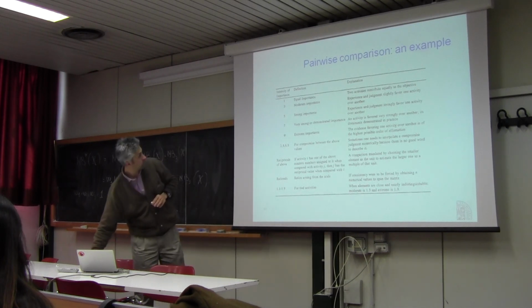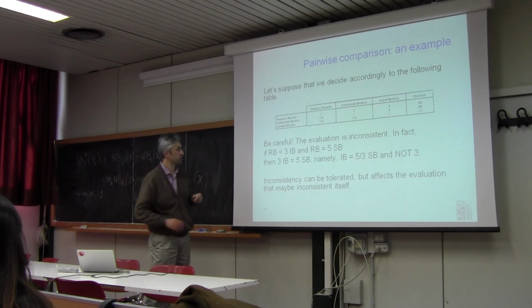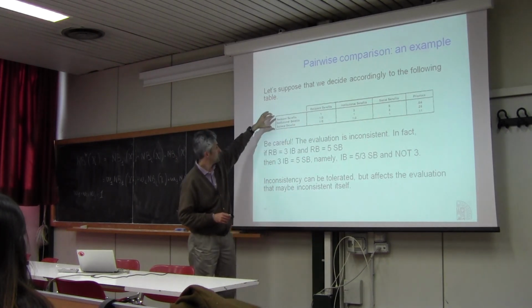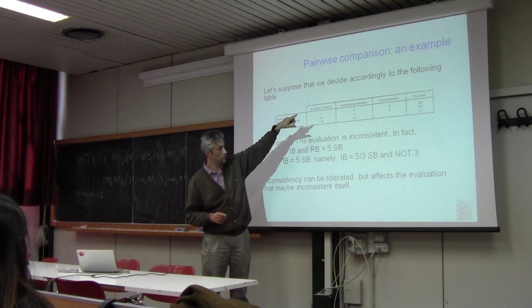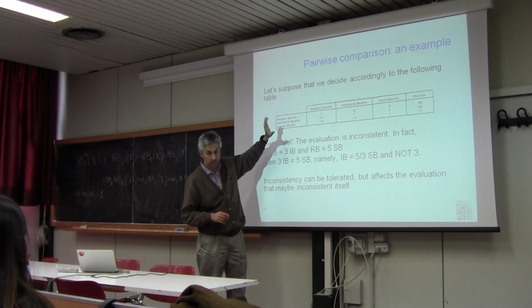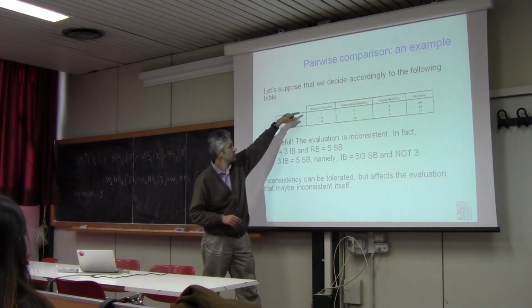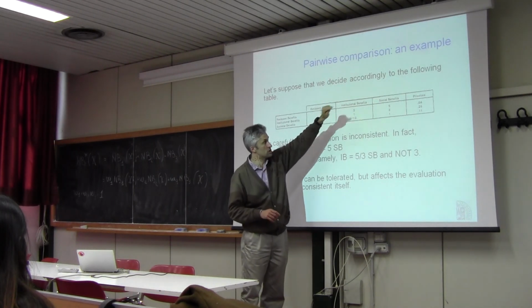Okay, so let's see, for instance, an example of table. The table must be read by rows. So we have to create, not a table, a matrix, sorry, a square matrix where you put in each row and in each column the individual objective. So you see recipient benefit, institutional benefit, societal benefit, and even here, recipient, institutional, and societal.